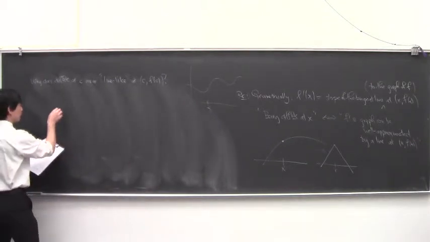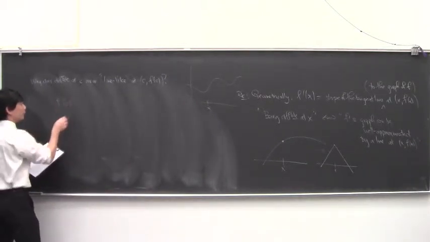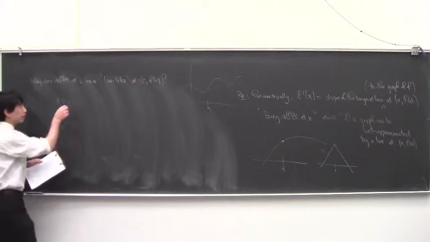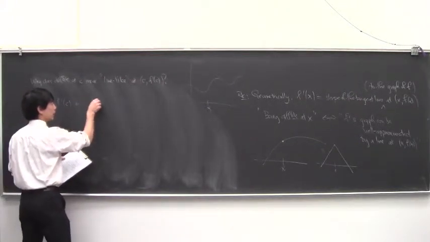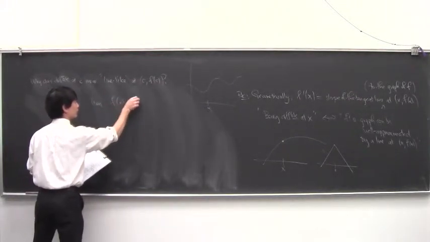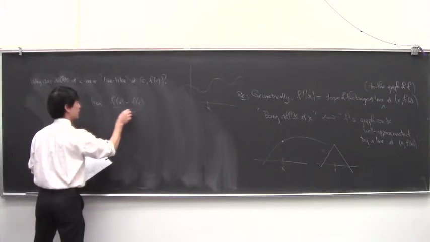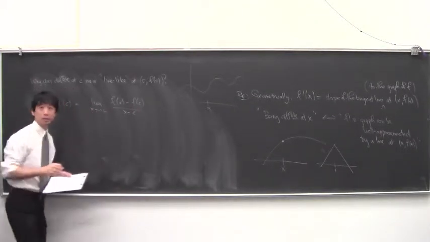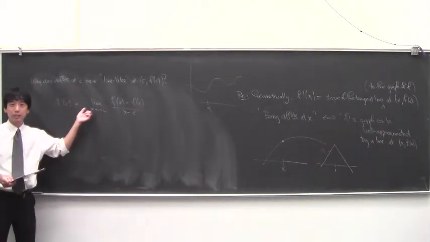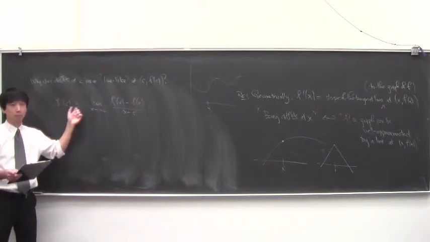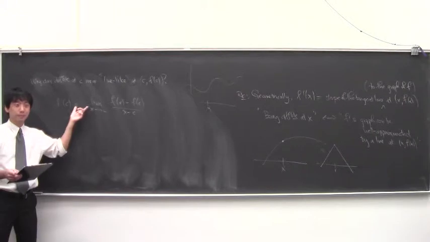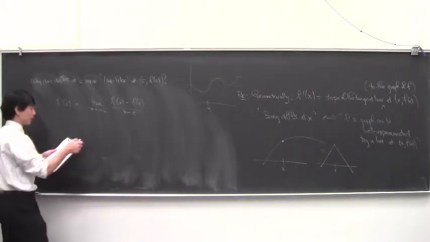Okay. So f prime of c, that's the limit of f of x minus f of c over x minus c. Right? That's just the definition of differentiability. No one objects to that.